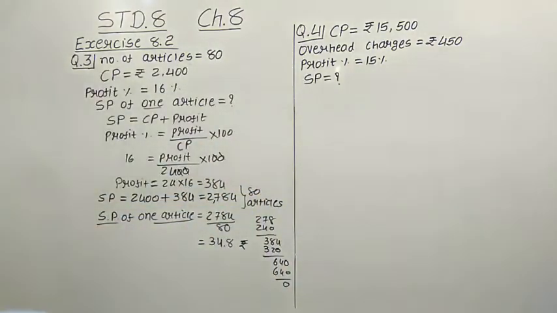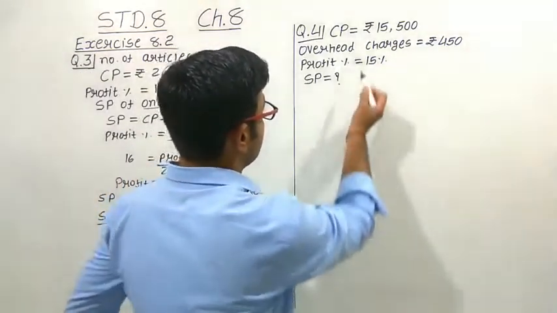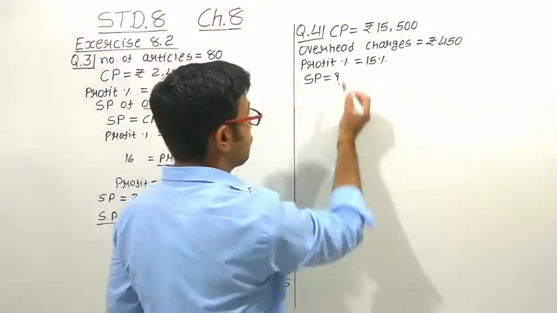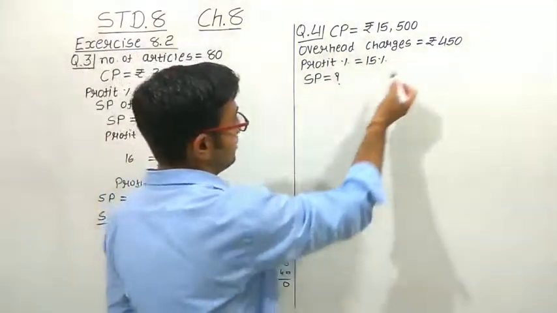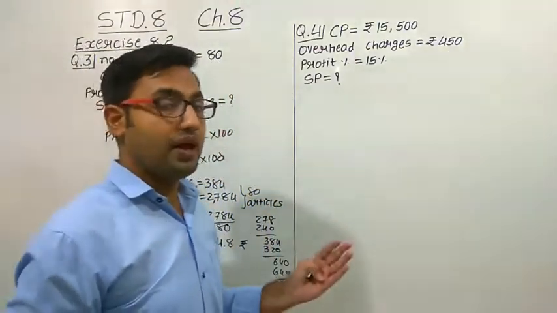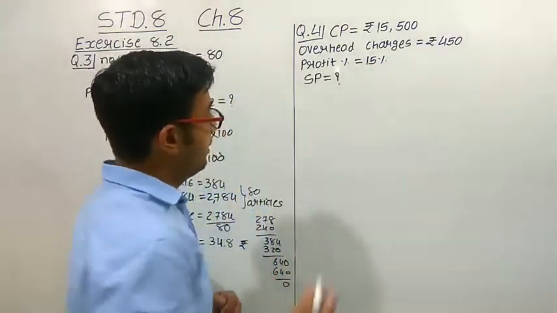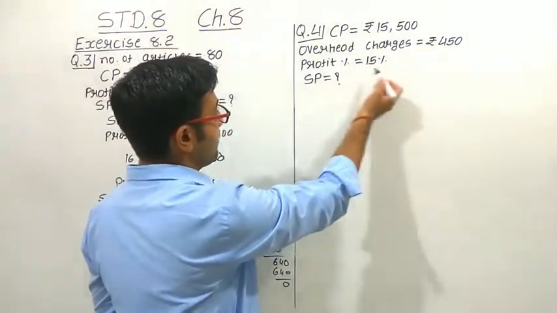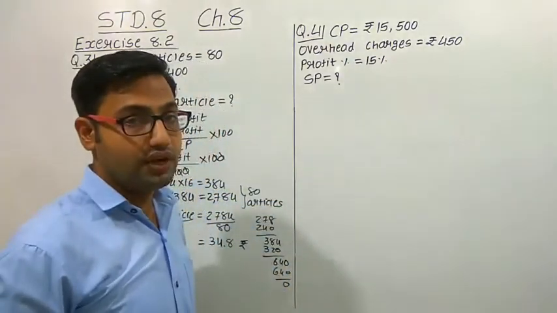See, here we have been given that the article was purchased for rupees 15,500, so we can take it as the cost price. Some charges are also given, that is 450 spent on its repair, so we are basically taking it as overhead charges. We are given that he sold the article at a profit of 15%. So the selling price we have to find out.